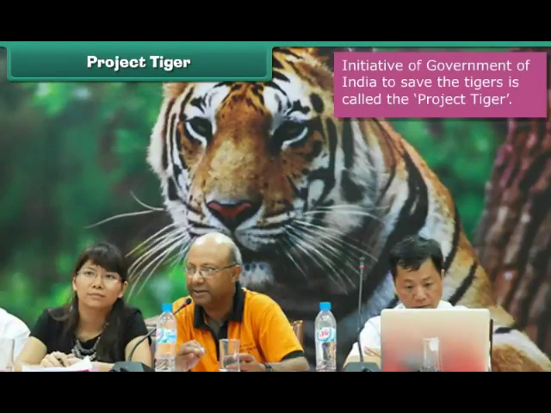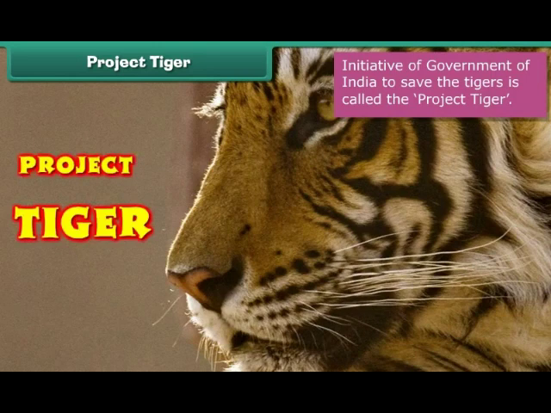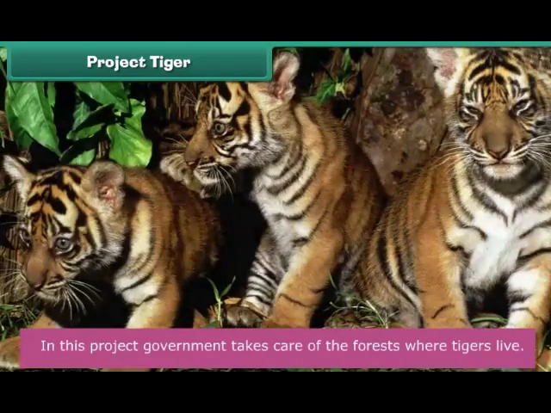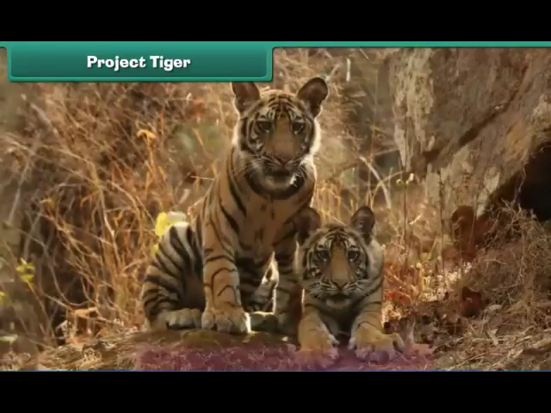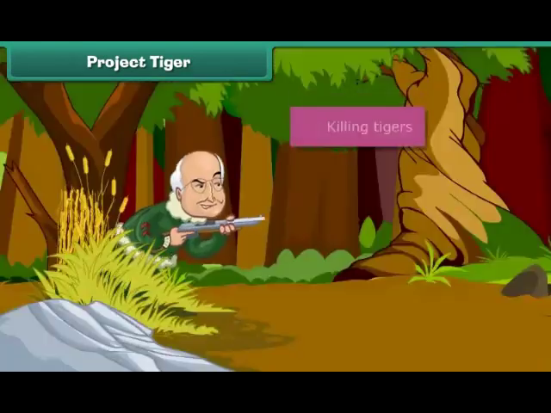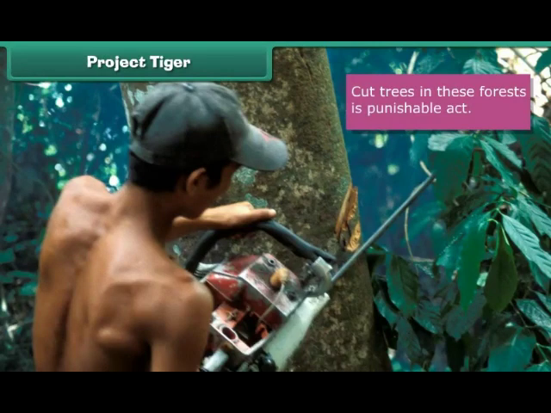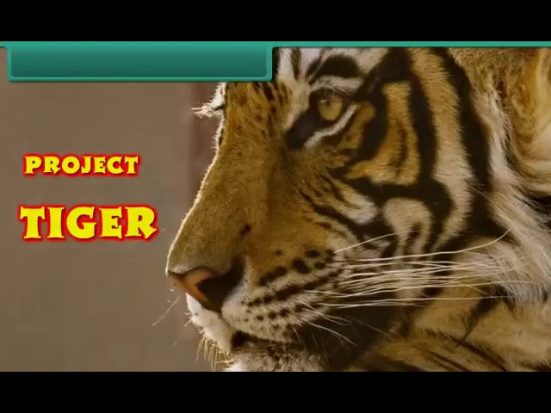Government of India has taken the initiative to save the tigers. This is called the Project Tiger. In this project, government takes care of the forests where tigers live. These forests are called tiger reserves. Killing tigers and cutting trees in these forests is a punishable act.